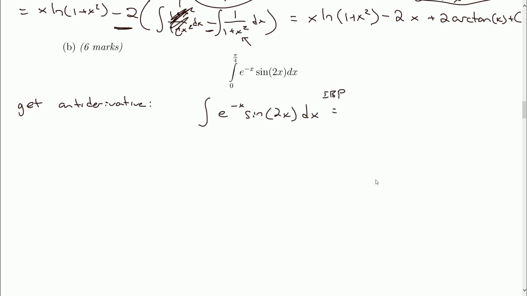What to do? I'm going to probably let u be sine 2x, du will be 2 cos 2x, and that would leave dv as e to the minus x, so v is minus e to the minus x. Why did I do it this way?